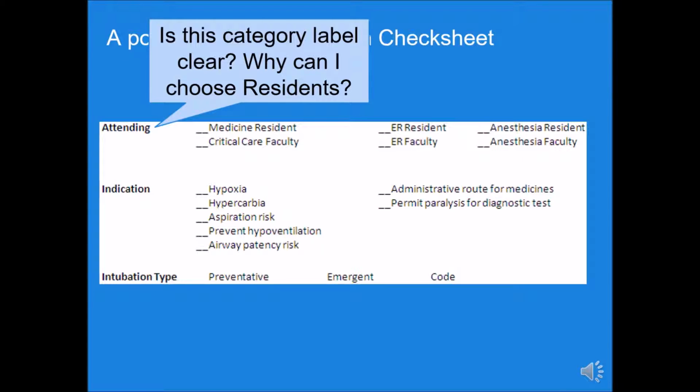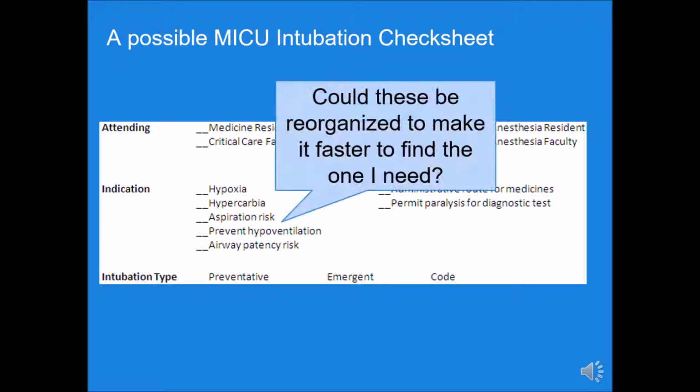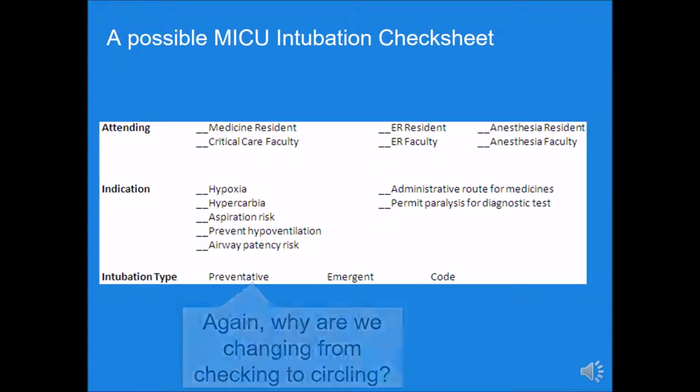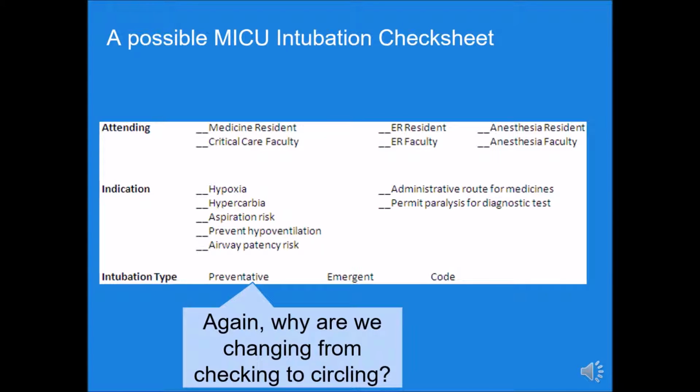And so as a data collector, I'd be a little bit confused as to what I was supposed to be expecting or checking. Then for indication, again, these options just seem to be kind of jumbled together in no discernible order. And the first two, hypoxia and hypercarbia, both start with HYP, which could be confusing and lead to incorrect selection of options when collecting data quickly. And then finally, you see what we saw in the last example, which was that you go from being expected to check an option to suddenly being expected to circle an option, and it's not really clear why.